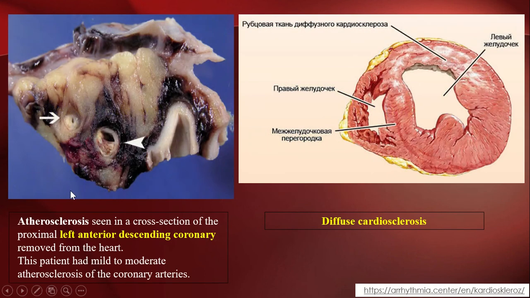Here you see the atherosclerosis in the proximal left anterior descending coronary artery removed from the heart; these patients had mild to moderate atherosclerosis of the coronary arteries. And here you see the diffuse cardiosclerosis, or diffuse atherosclerotic cardiosclerosis.